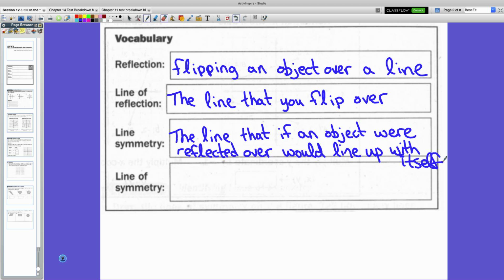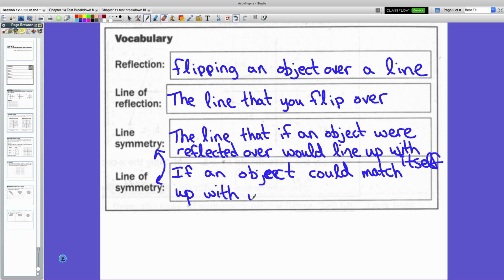Oh, shoot, I mixed these two up. I'm sorry. So that's line of symmetry. Line symmetry is if an object could match up with itself when folded over.